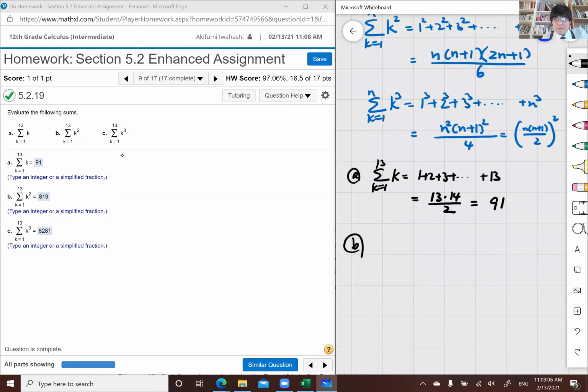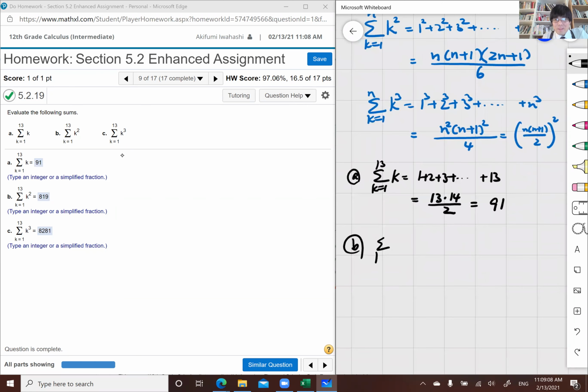Part B. So 1 squared plus 2 squared up to 13 squared. That can be found by 13 times 14 times the sum of those two numbers, which is 27, divided by 6. This is not easy to do, so simplify this, and it's going to be 819.